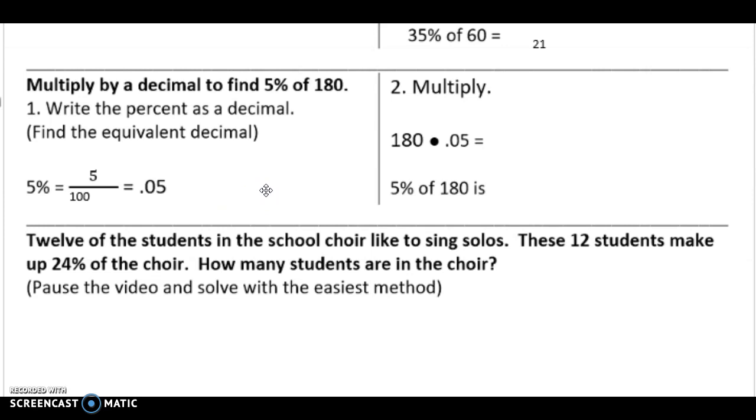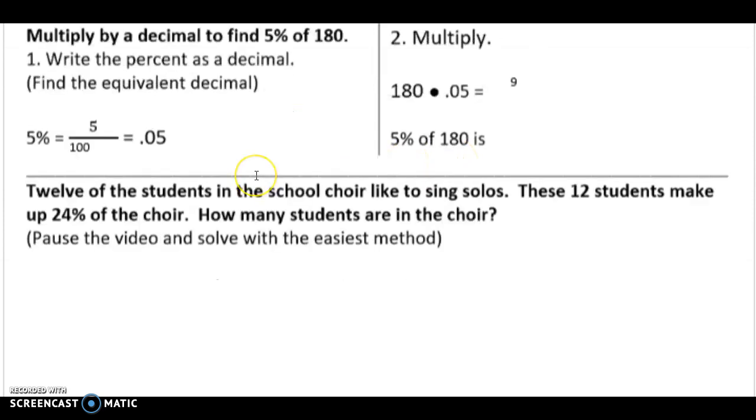So we have a triangle that tells us how to find equivalent fractions, decimals, and percents, and that's what you use to find these three. Alright, then we'll just multiply. So 5% of 180, that means that we will multiply 5/100 times 180, and that equals 9. So 5% of 180 is 9.